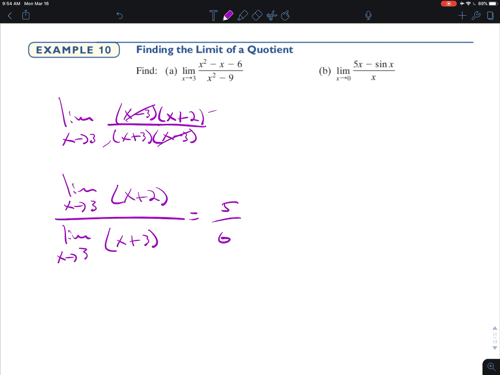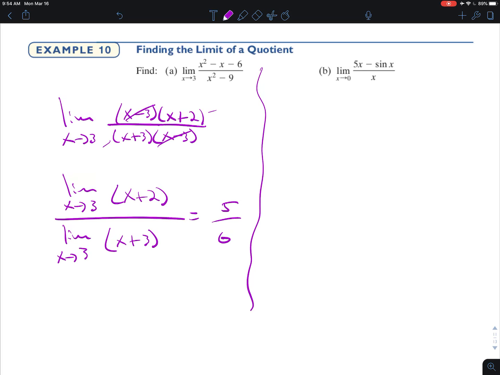So we just had to get what would have been a hole if I were to graph this. We had to kind of clear that out before finding the limit. Similarly, here in B, you can see that we run into a problem. The limit as x goes to 0. I gotta do something with that.